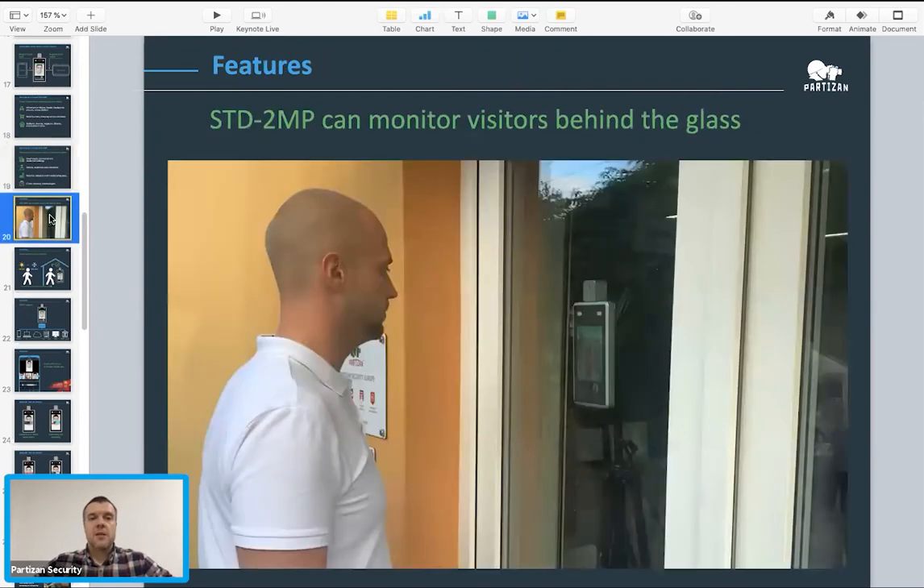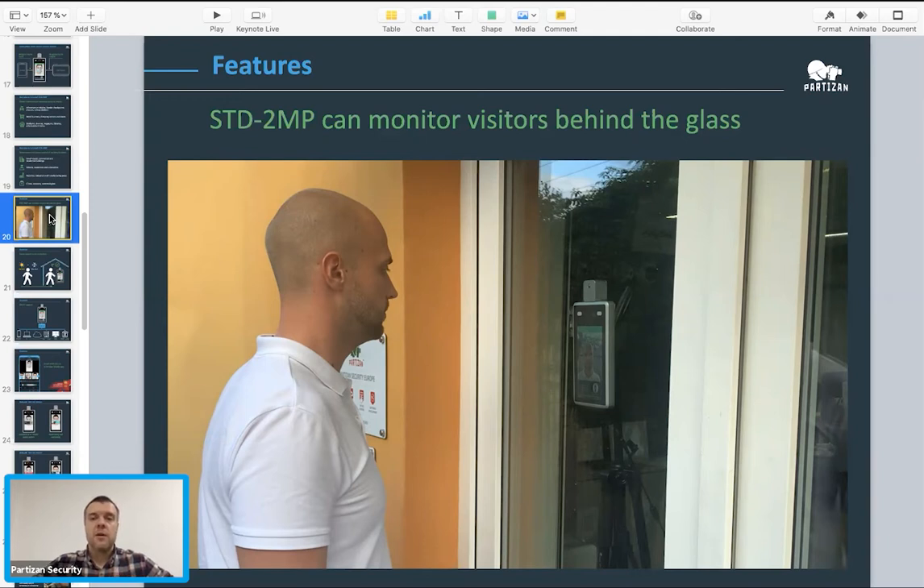Now we will speak about some features which we have. One of the interesting and useful features is that the device can monitor visitors even behind the glass. So if you have a retail shop or something like that, you can make sure that your doors will not be opened before you scan the person. Also, since this is mostly an indoor device, you don't have to put it outside. Even inside, through the glass, it can measure your visitors.